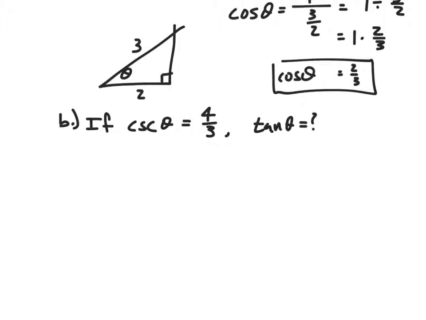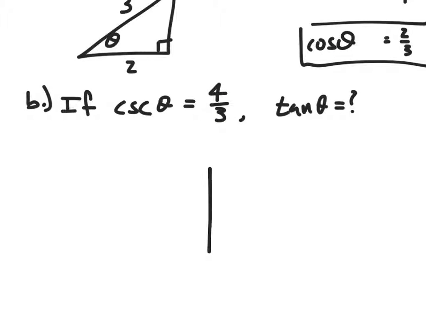If I go back up and look at my identities here, we're given cosecant, which is 1 over sine. That's not going to do a whole lot of good for me to find what tangent is, because in order to find tangent, I need sine and cosine. I could use my Pythagorean identity here. So I could plug this into my Pythagorean identity, figure out what cotangent is, and take the reciprocal of that. Or I could just draw a triangle, which I'm going to do, because I think that's the easiest way to do it. All right, so here's theta.